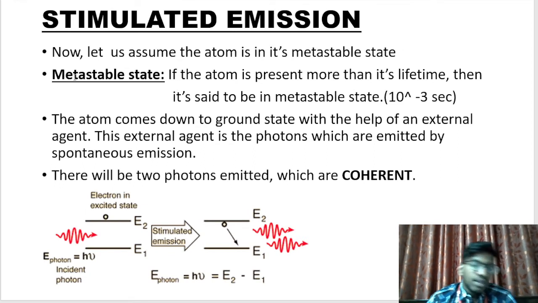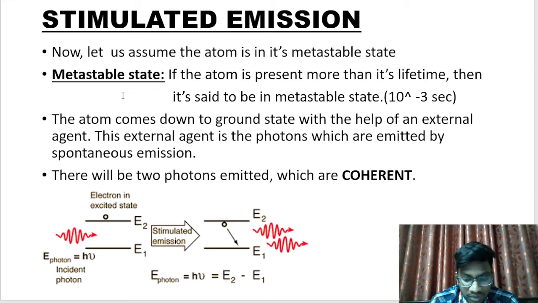So let us assume the atom is in its metastable state. Let us know what is meant by a metastable state. If the atom stays in the higher state for longer than usual, it is said to be in a metastable state. Usually for a hydrogen atom, the lifetime is about 10 to the power of minus 3 seconds. So the atom will be present in the higher orbit after its lifetime, which is termed as metastable state.